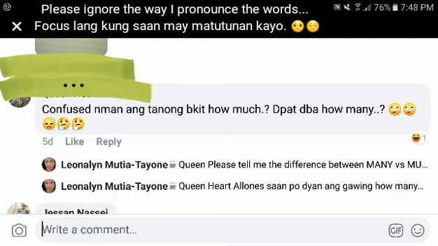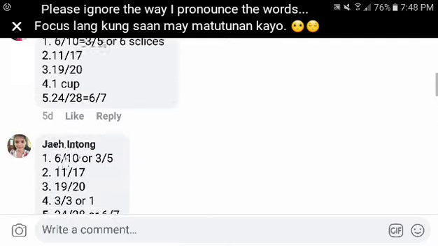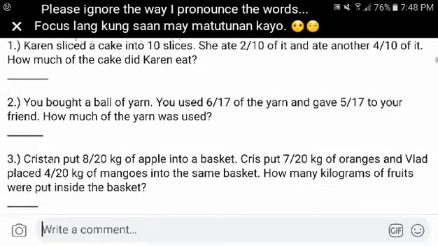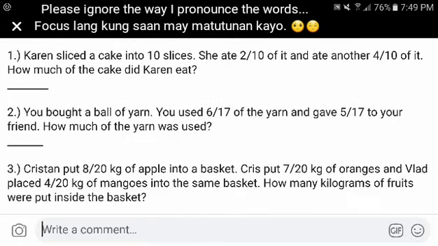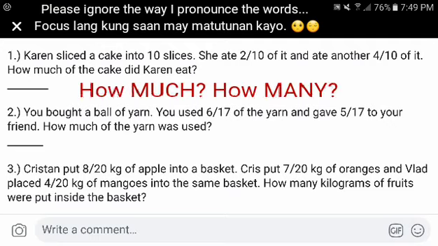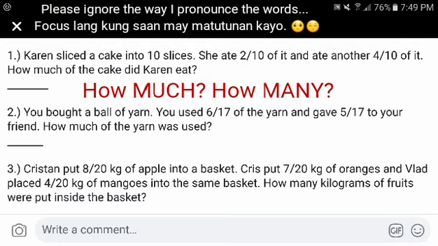Balikan natin yung tanong dito. Ito yung mga tanong dito. Itong mga 5 tanong na to, nandun din sa ating 10 item na quiz. Pero bago ang lahat, tingnan muna natin itong number 1. Karen sliced a cake into 10 slices. She ate 2/10 of it and ate another 4/10 of it. How much or how many of the cake did Karen eat? Ano nga ba ang dapat o tamang itanong dito? Is it how much or how many?